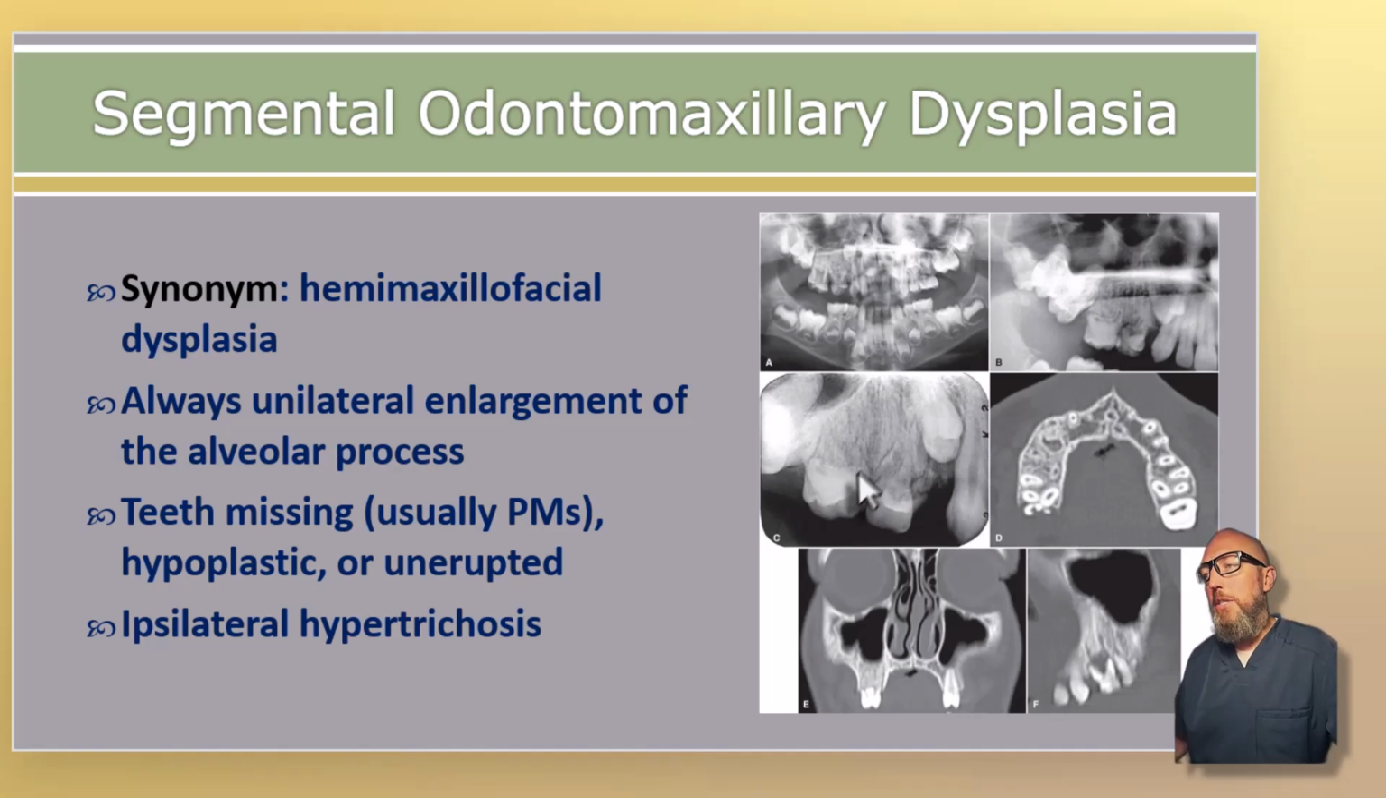And it's not so much the ghost teeth, right? The teeth are a little malformed. They might be hypoplastic, sometimes unerupted, but it doesn't really look like the ghost teeth. So similar in that it affects just a small location. Oh, another thing that may stand out, they could have ipsilateral hypertrichosis, so extra growth right around the area of where you see this defect.